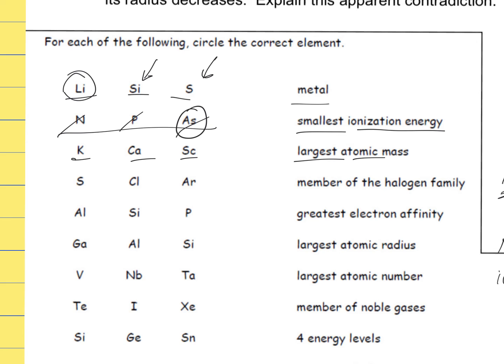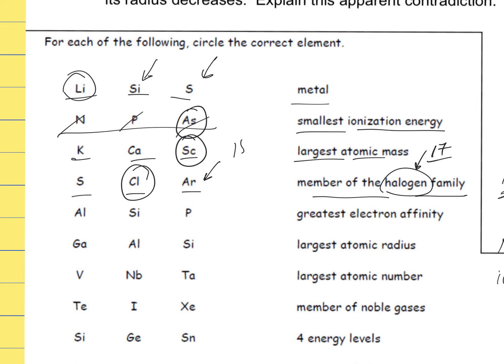Atomic mass, if you are moving all the way from the left to the right, the atomic mass is increasing. Largest atomic mass, scandium. Sulfur, chlorine, and argon, same period. Which is a member of the halogen family? No. You know that the members of the halogens are the ones located in group 17. What is the only one located in group 17? Argon is a noble gas because it's in group 18. And sulfur is in group 16, which is the oxygen family.